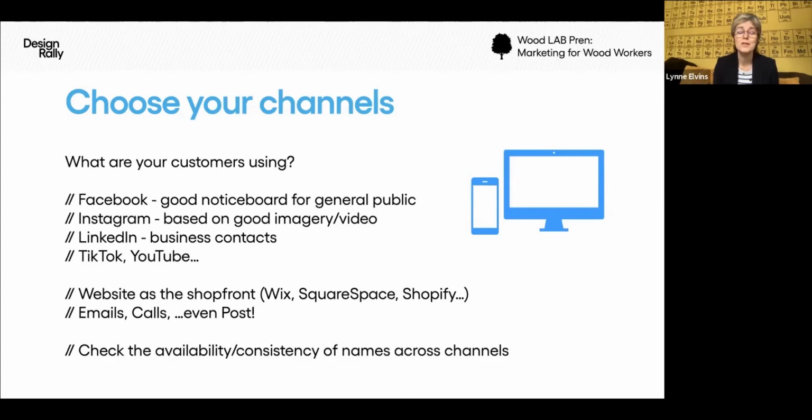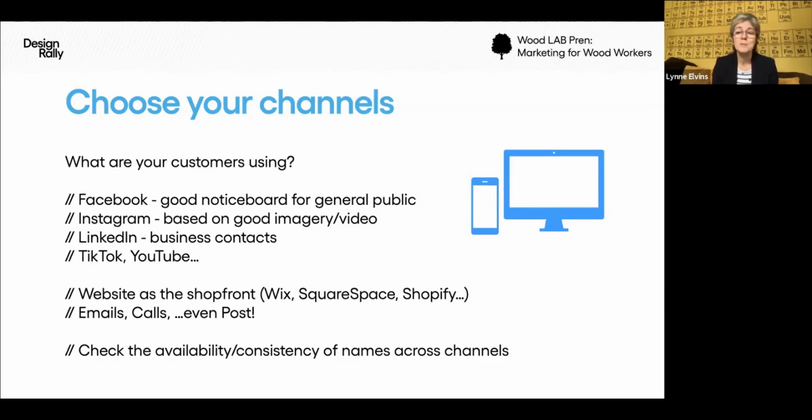Good old phone calls work incredibly well. People like phone calls. It's very personal, it's very direct. And even posts, although the whole world is going digital, you might want to post something. If you've got lovely pieces of work that you've crafted, nice little postcards or a small pamphlet or something printed, if that's something your customers would want, or something they can keep, don't count it out, even in this day and age when everything seems to be going digital.